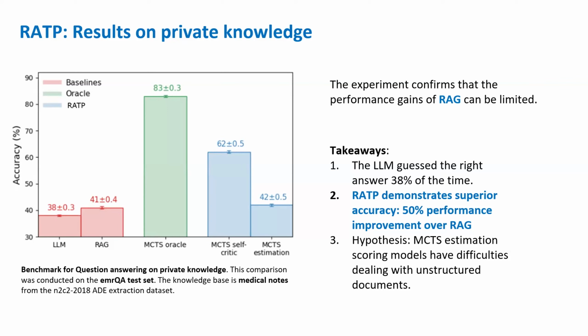First, we want to give credit to the LLM that correctly guessed the right answer 38% of the time. It is truly a guess, as the LLM didn't have access to the medical records, which are required to answer the questions. The insight here is that the LLM usually outputs the most used or the default medication, which is often the correct one. Also, we can see here, as expected, RAG performs poorly. In contrast, our method performs exceptionally well with up to 50% improvement here for the MCTS with self-critique scoring system.